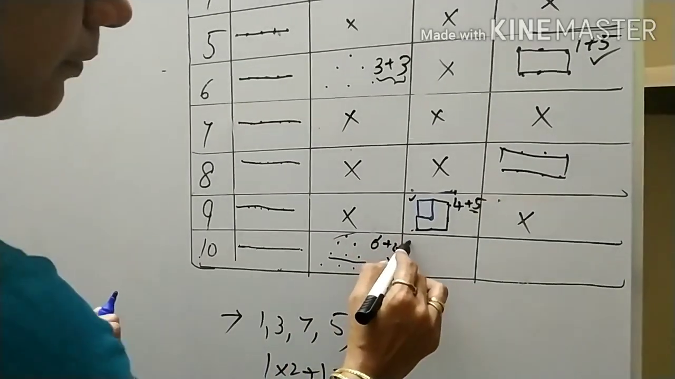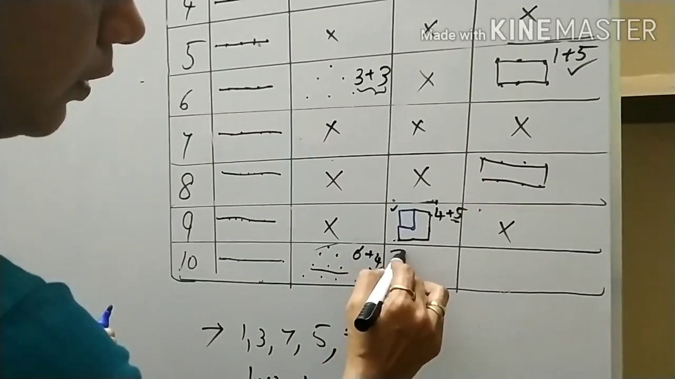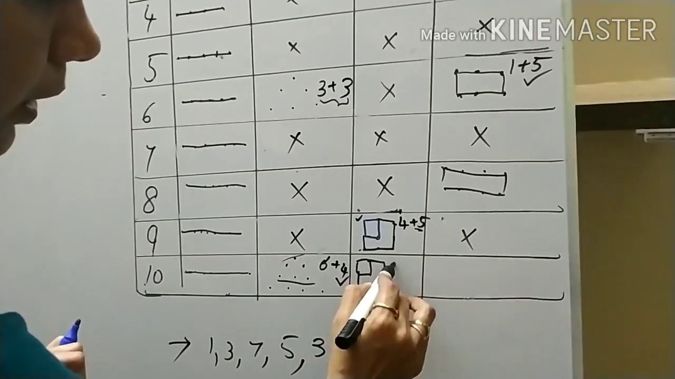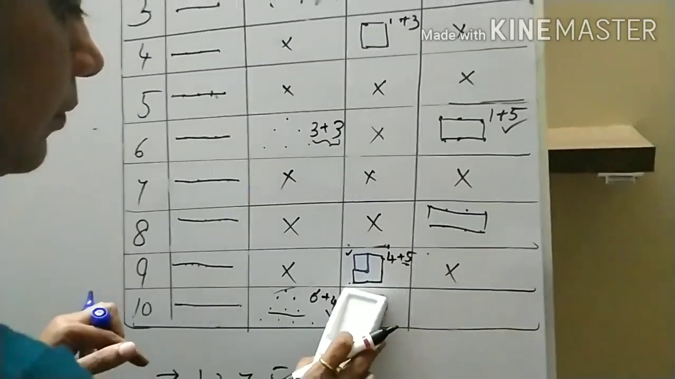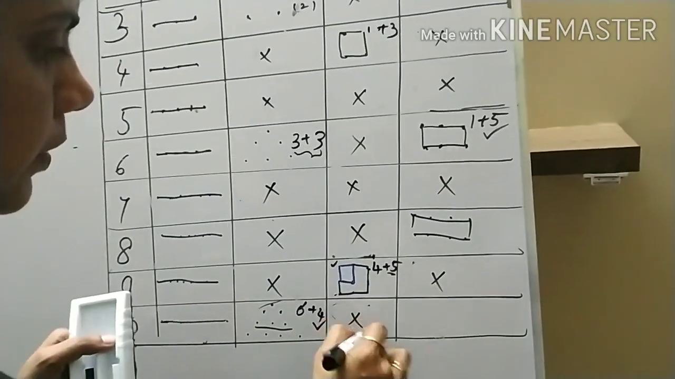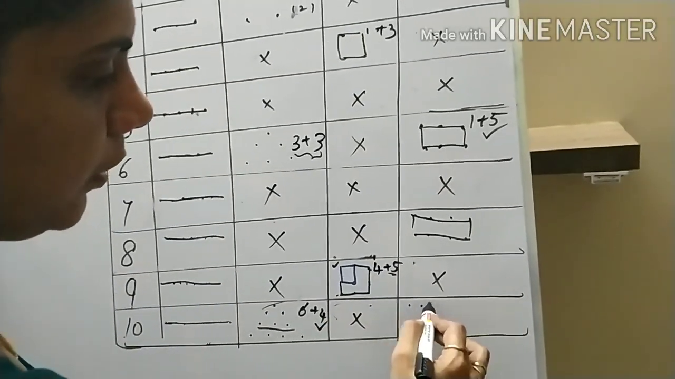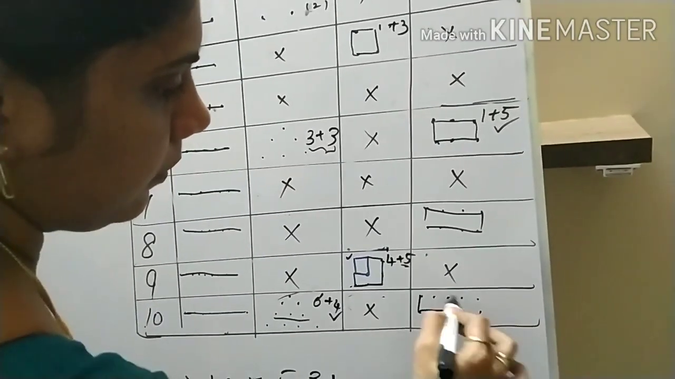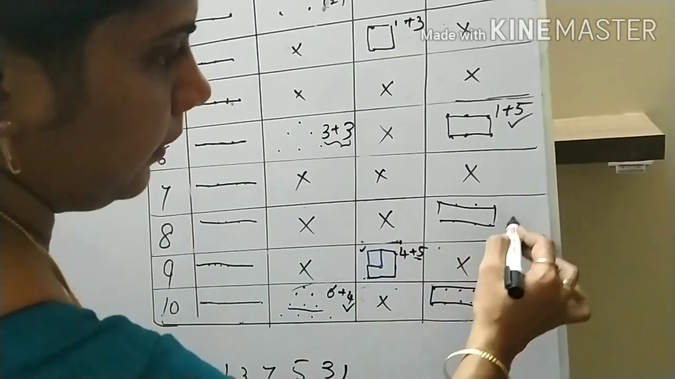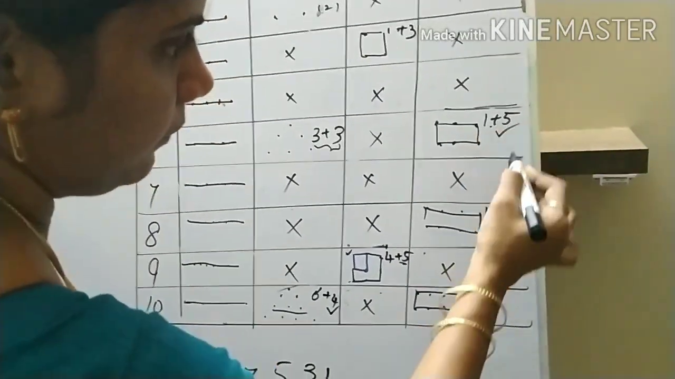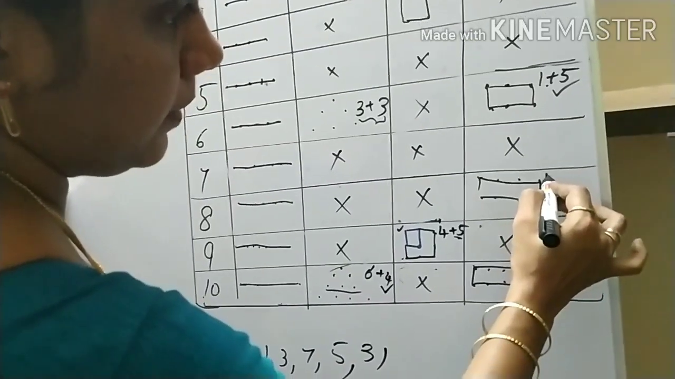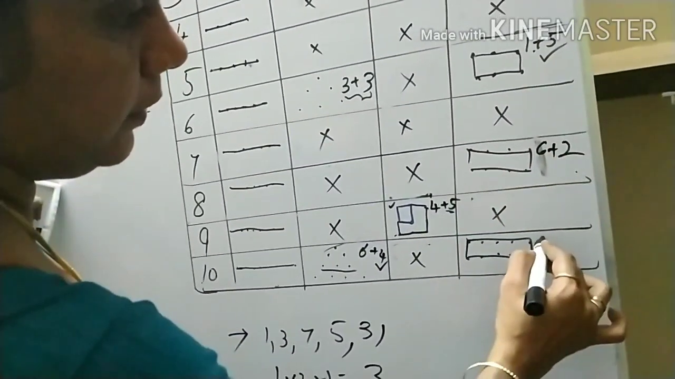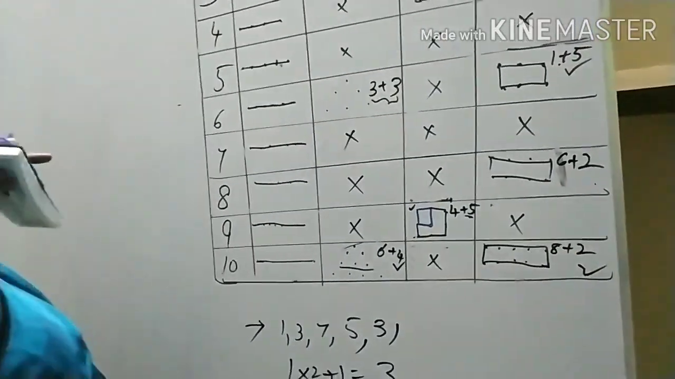Now come to this one. So with 4 dots you have again 1 dot. Not possible. So after that come to this one. 5 dots. You can form a rectangle with 1 plus 5 dots. So here 1 plus this 6 plus 2 dots. After that 8 plus 2 dots. You can form a rectangle here.